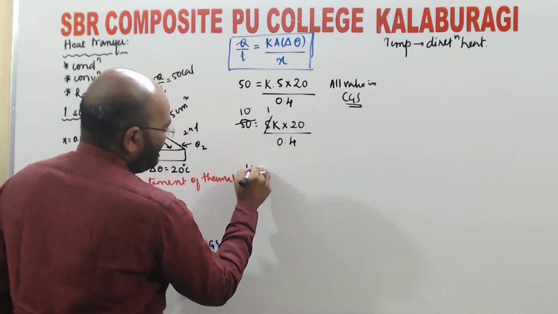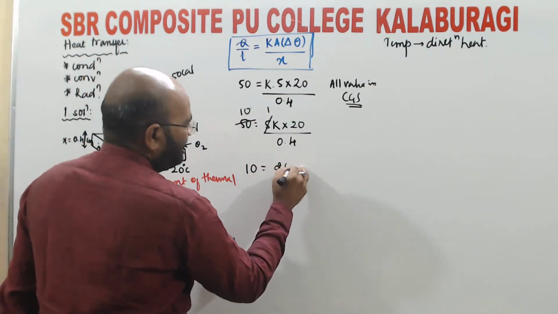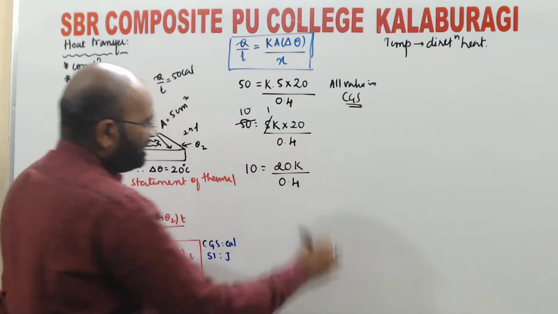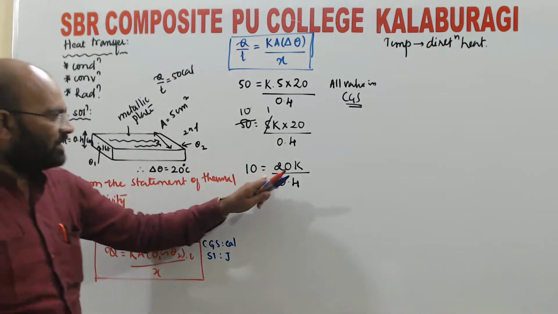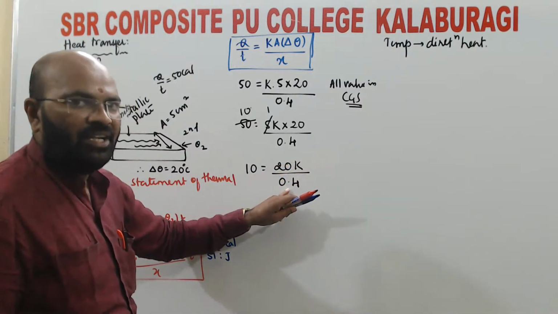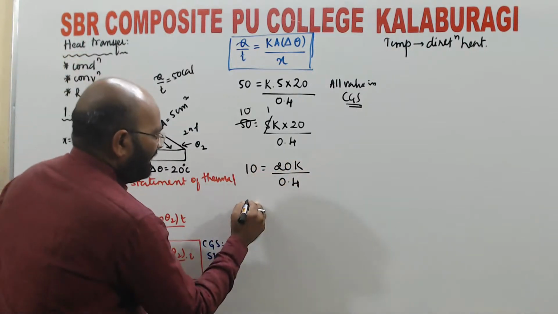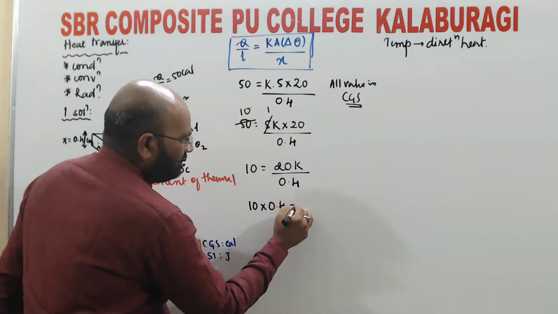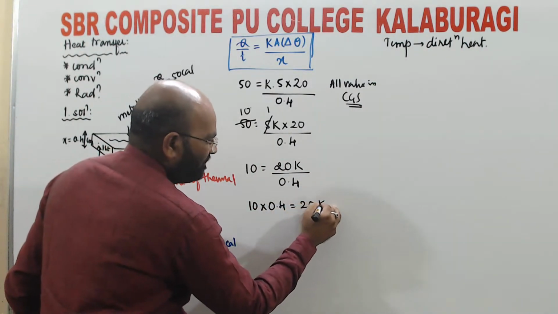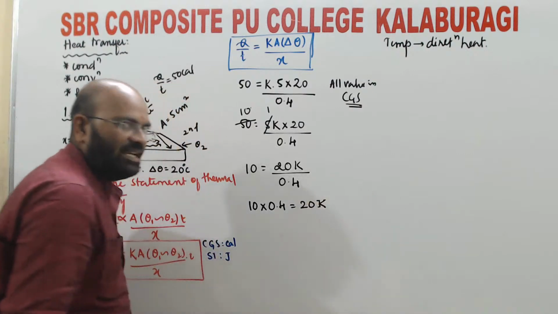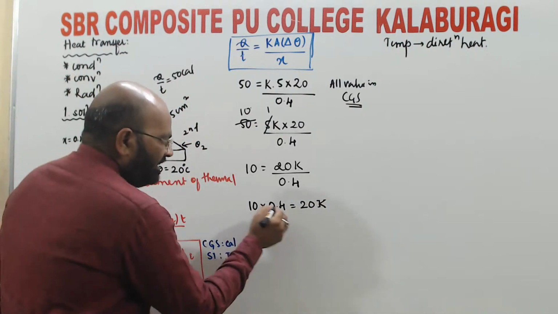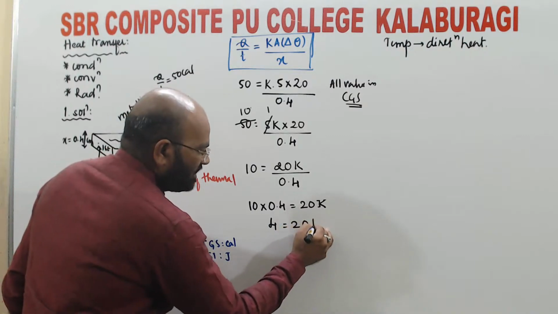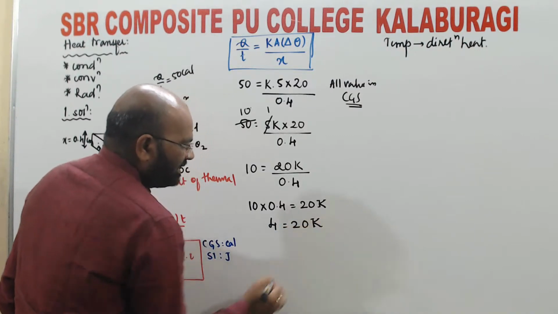Then this will be 10 is equal to 20 times K divided by 0.4. Make a cross multiply. So this is 10 into 0.4 is equal to 20 times the coefficient of thermal conductivity. Then 10 into 0.4, you will get 4 is equal to 20 times the coefficient of thermal conductivity.